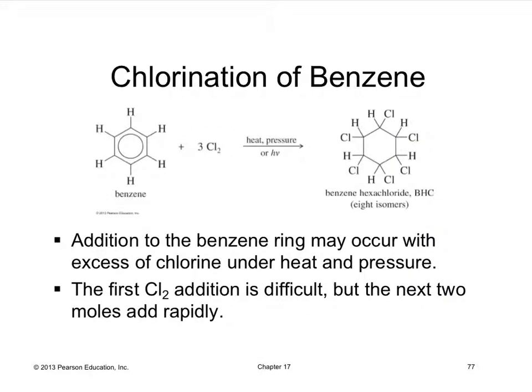Chlorination of benzene: if we take 3 equivalents of chlorine and then apply heat and pressure or light, you generate benzene hexachloride. So this is allowing you to add chlorine under these conditions. The first Cl addition is difficult, but the next 2 moles add rapidly.